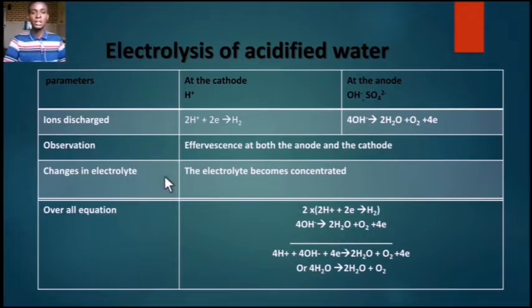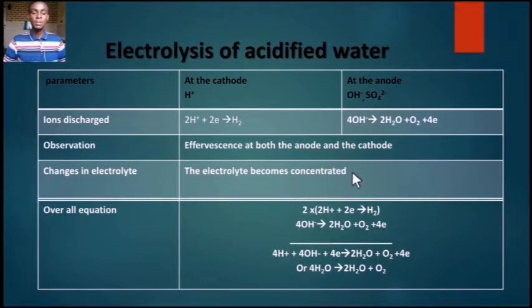So changes in electrolyte. So what happens in the electrolyte? Now, since you're removing hydrogen and you're removing oxygen, you are directly removing water, because water is made up of hydrogen and oxygen. Now, what are you left with? You are left with the acid. In other words, if you remove water, you are increasing concentration. So, what changes do you have in the electrolyte?